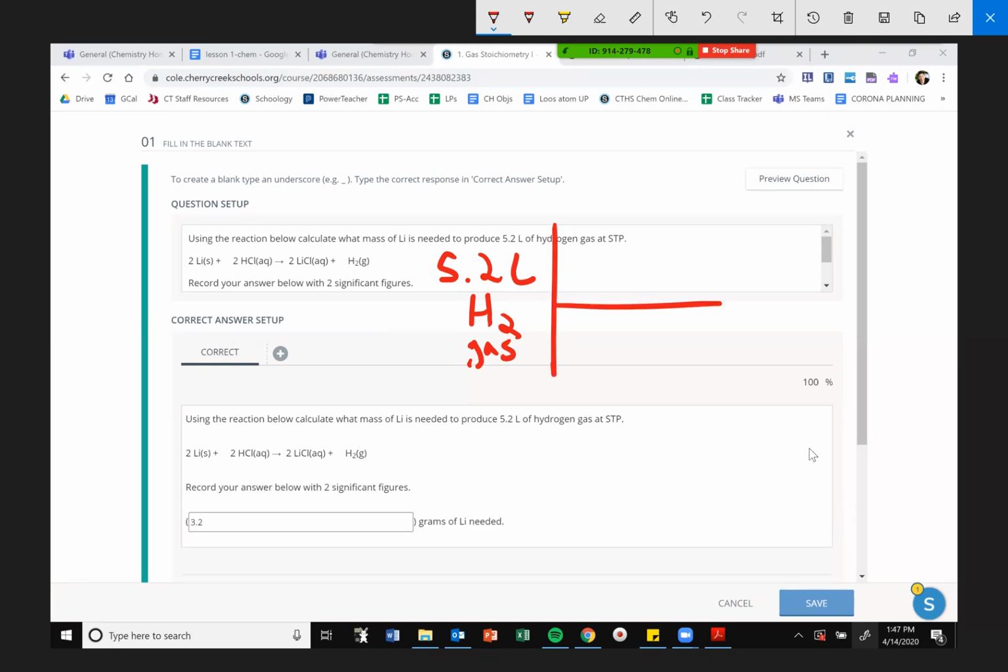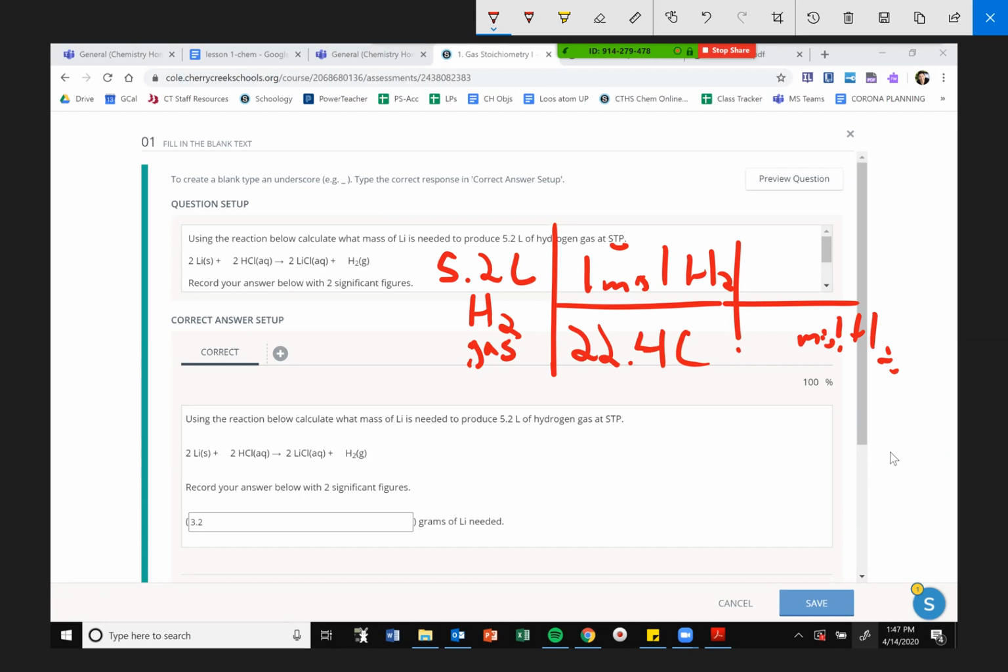And now liters is going to go on the bottom. And I know that for every 22.4 liters, I have 1 mole of hydrogen gas at standard temperature and pressure. So I will convert to moles of hydrogen, and then I will go from moles of hydrogen to moles of lithium. And then I will go from moles of lithium to grams of lithium.